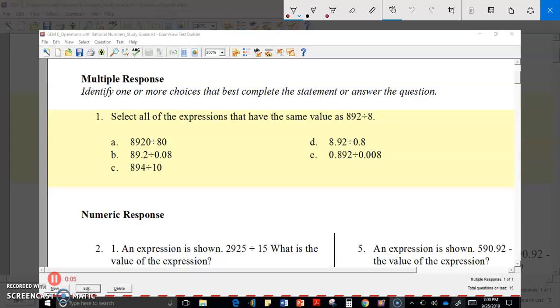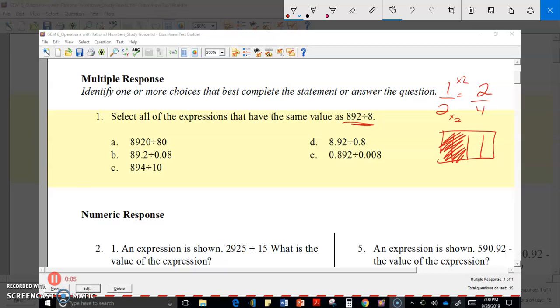892 divided by 8, which expressions are equivalent? Well, it's no different than asking what is equivalent to 1/2. Well, 2/4, because if I multiply it by 2, I'm going to get 2/4. I just took those halves and I made it into fourths. So what could I do to this expression to make it look like 8,920?